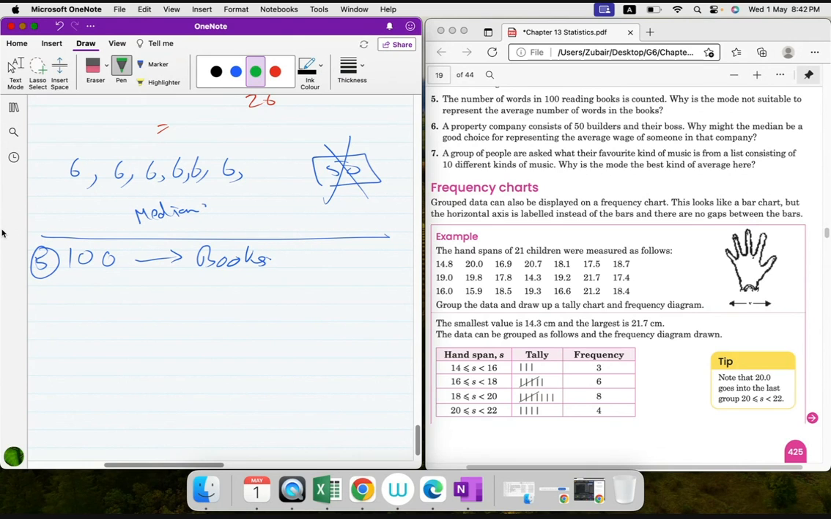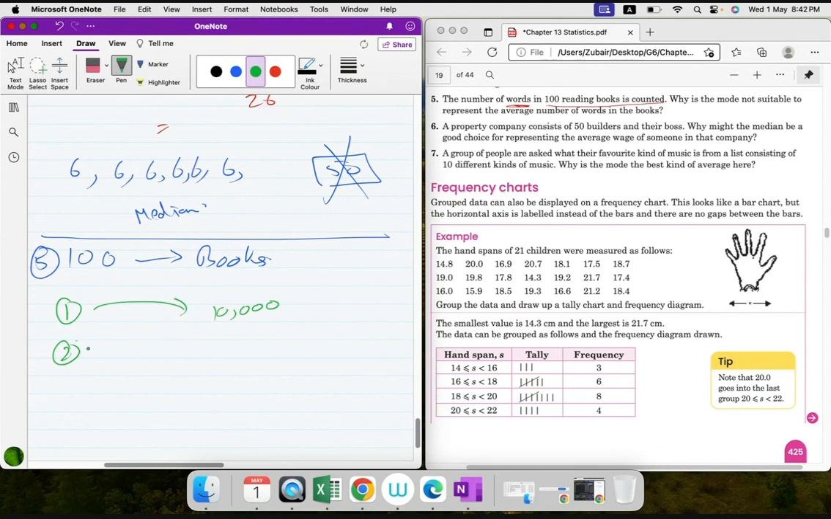Mode is not suitable. When you read the question, make a scenario in your mind. The number of words in 100 reading books is counted. So if someone counted for the first book, on average, just say there were 10,000 words. Why is the mode not suitable to represent the average?